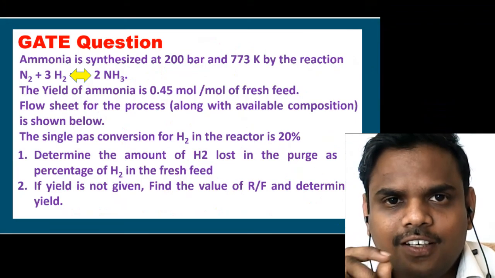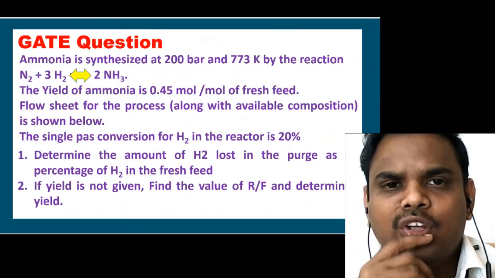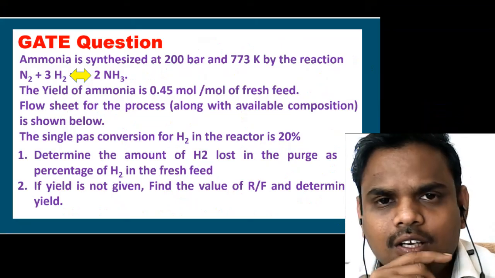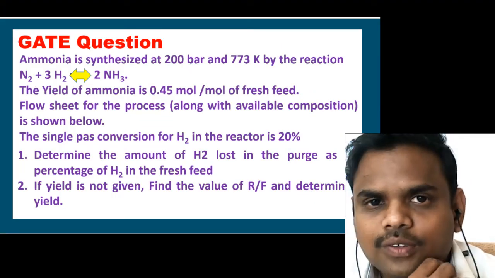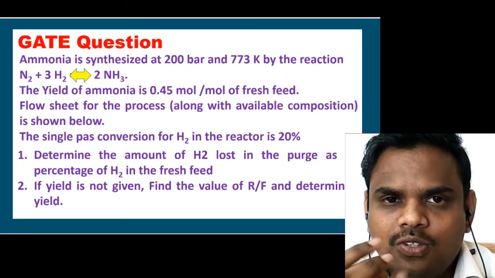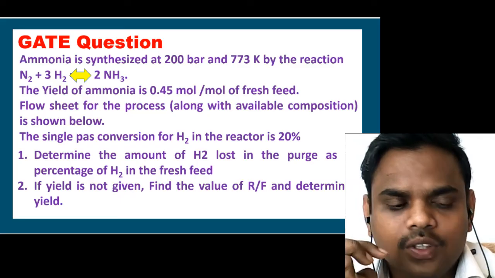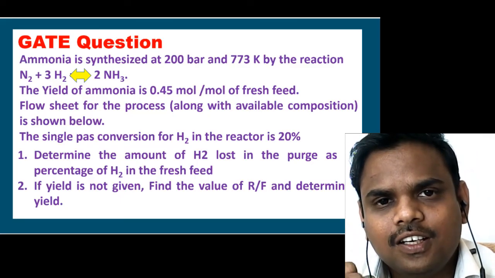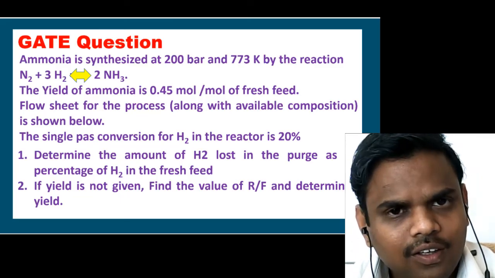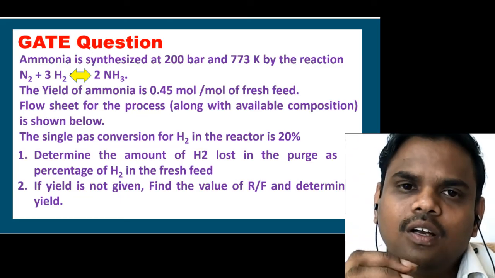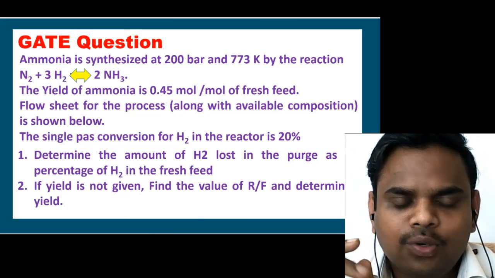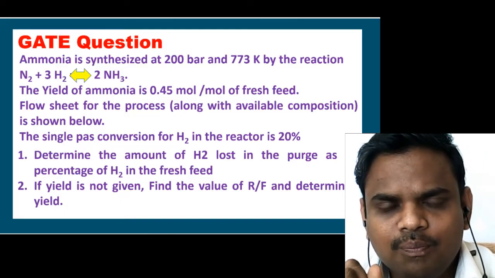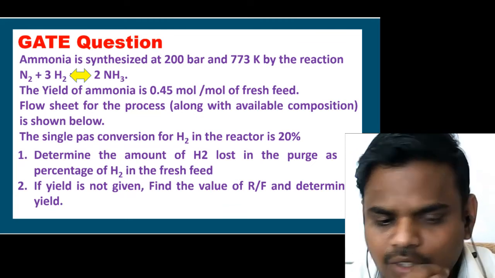The problem is a very interesting one. Here ammonia formation is the given reaction, that is nitrogen plus hydrogen reacts to form ammonia. Okay, that is N2 plus 3H2 gives 2 NH3. So that is the reaction. Here yield is given. What is the yield? It is given that ammonia is pure, and it is also given that 0.45 moles of ammonia is formed per mole of fresh feed. Okay, that is one thing given, and the yield of ammonia is given, right?